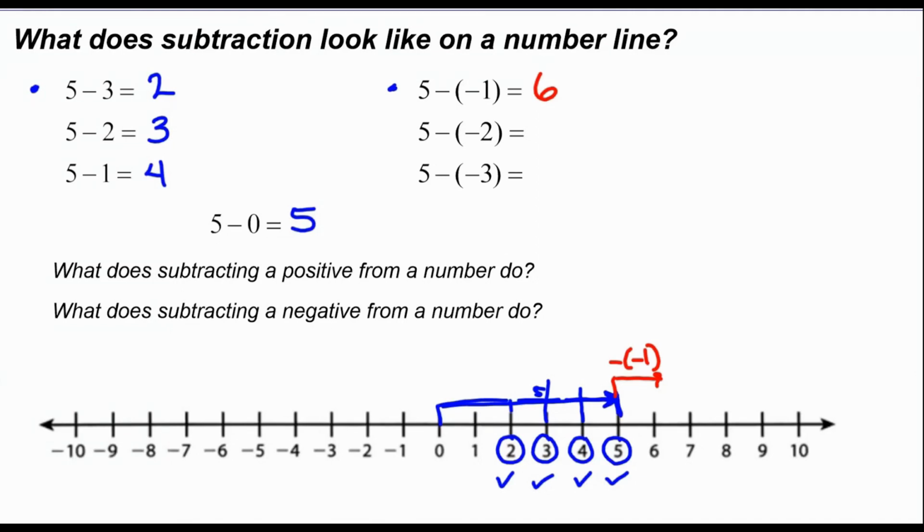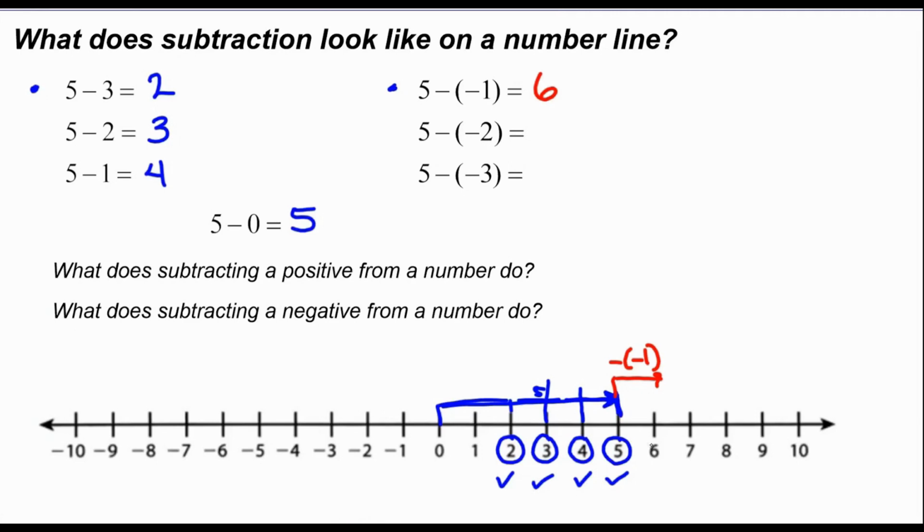If you take a negative away, you are actually increasing the value. Taking negatives away increases value. Now that's a very important point to take away from this lesson. Let's continue on here. What would 5 minus negative 2 then have to be?